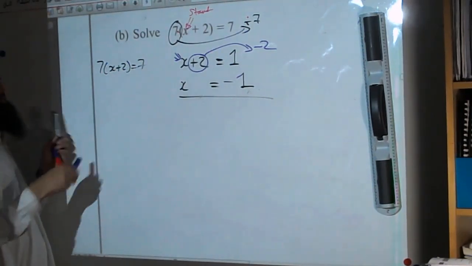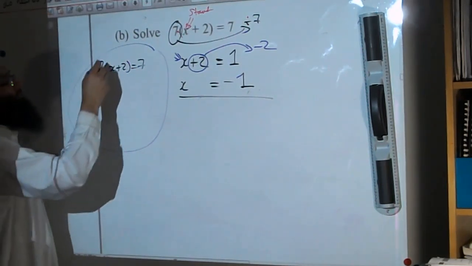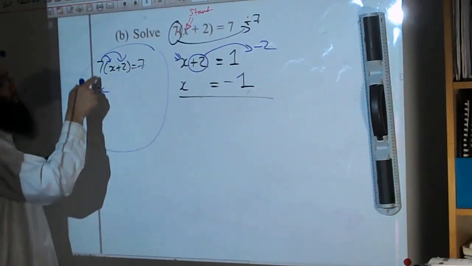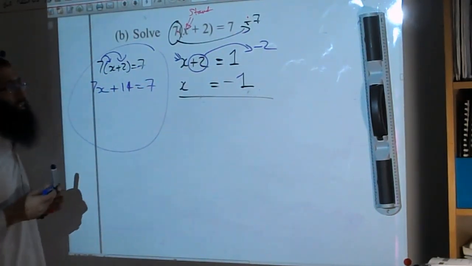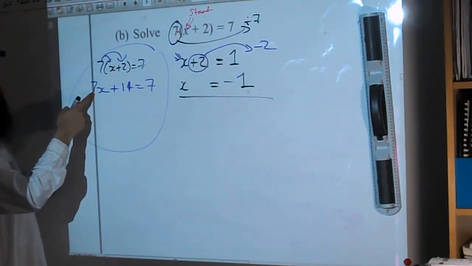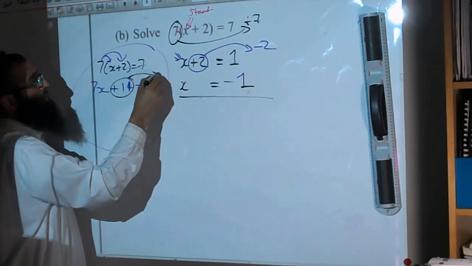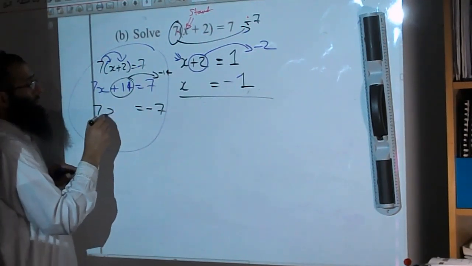Okay, this is the other way, the multiply out the brackets way. 7 times by x will give us 7x. 7 times by plus 2 will give us 14. So here we multiply the brackets first of all. First action is times by 7, second action is plus 14. Now opposite of add 14 is minus 14. So 7 minus 14 is? Minus 7.